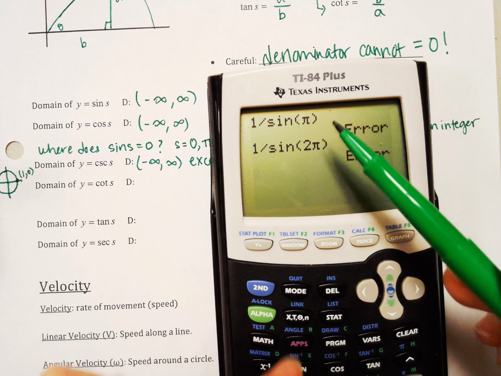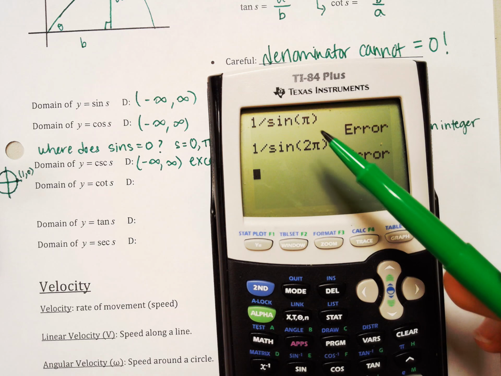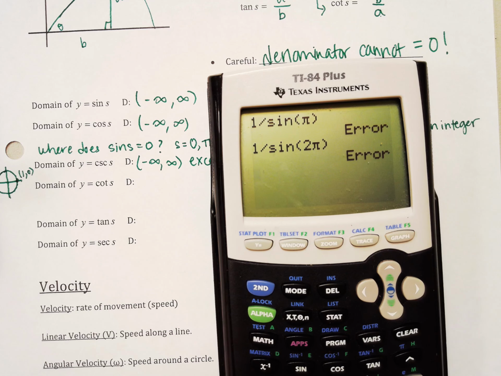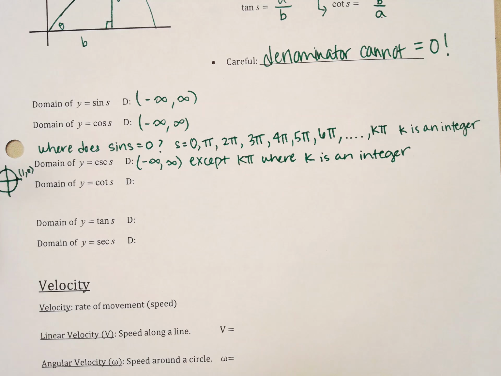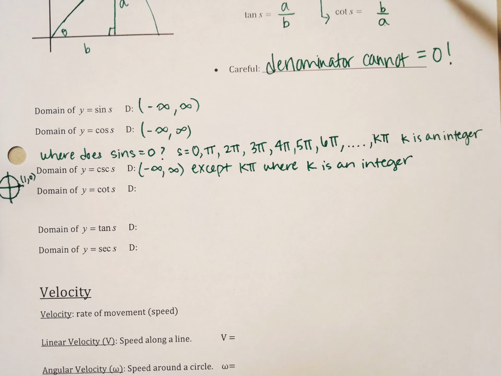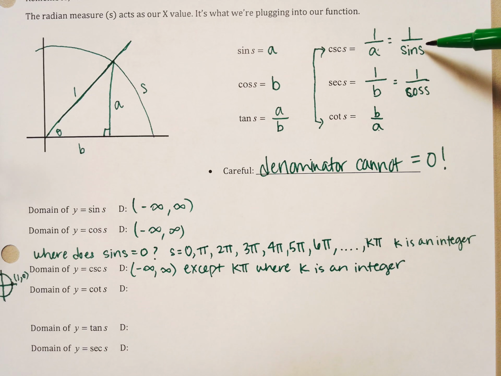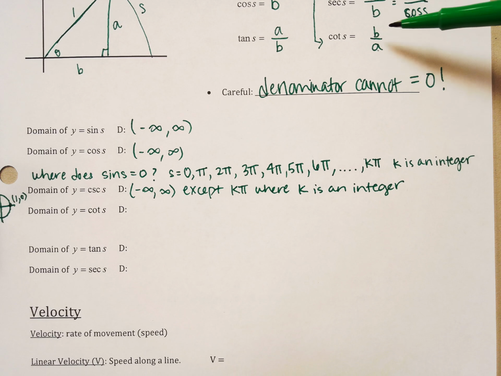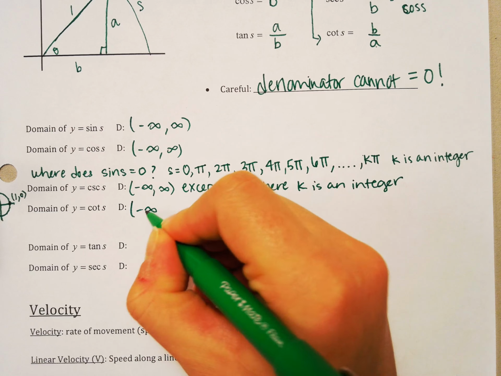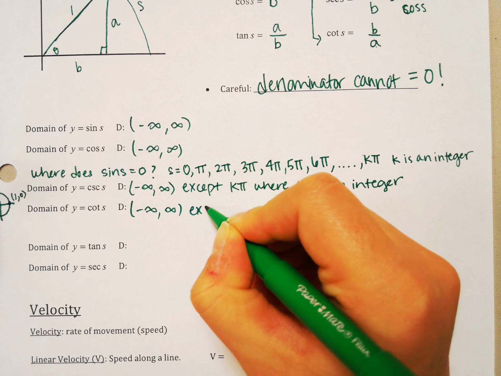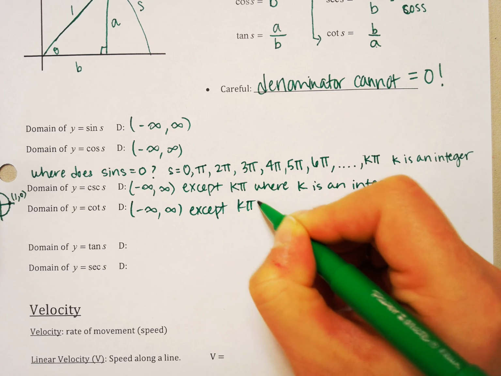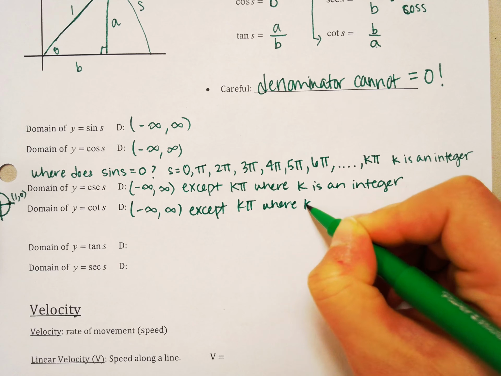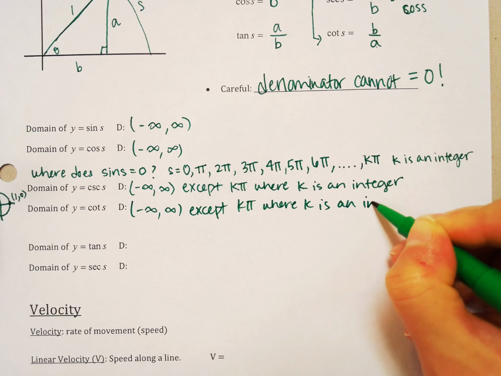So the only values that will happen though are pi, 2 pi, 3 pi, 4 pi, etc., k pi until infinity, where k is an integer. So I want to exclude those. Everything else is fine except for those values, because that's the only time where our denominator is equal to 0. It's the only time that we're going to get an error in our calculator. So cotangent, since it's dealing with the same denominator as cosecant, has the same domain. The only values that you can't plug in are k pi, where k is an integer.